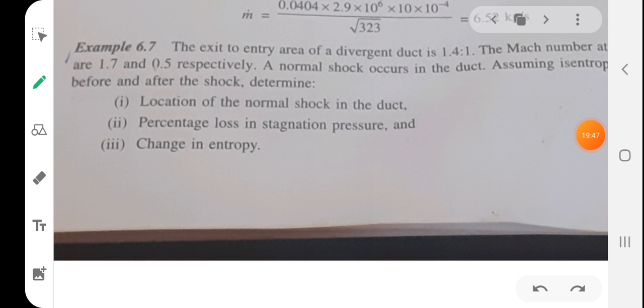Students, have a look at this particular problem. The exit to entry area ratio of a divergent duct is 1.4:1. So students, we have a divergent duct. Here you can draw a divergent duct.